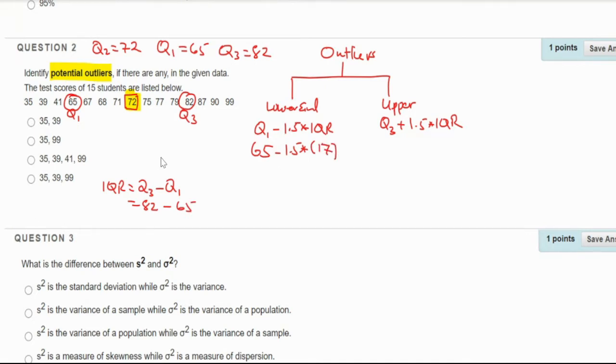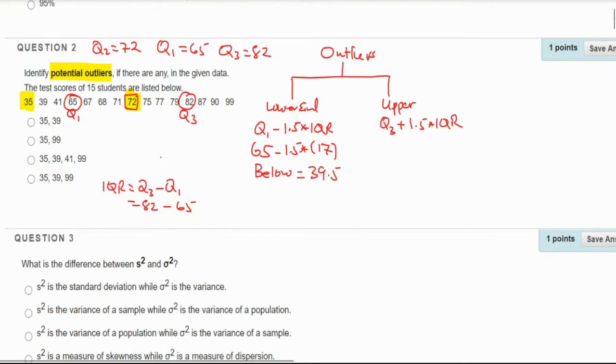I will need someone to do this part for me. We are looking at the values below. Someone give me the answer for this. 39.5? Excellent. Is there any number below 39.5? Is the answer yes or no? Yes. Okay, so we get one of the numbers here.